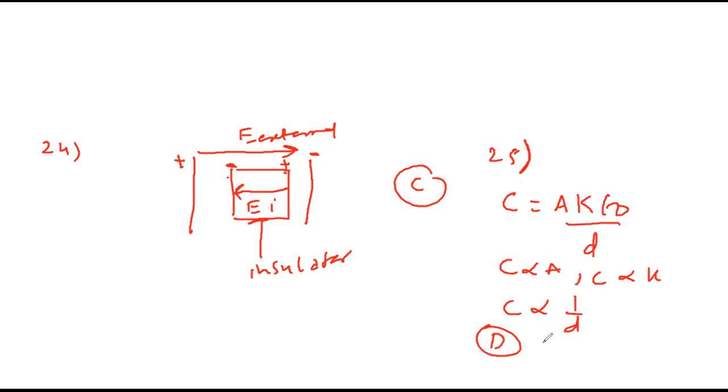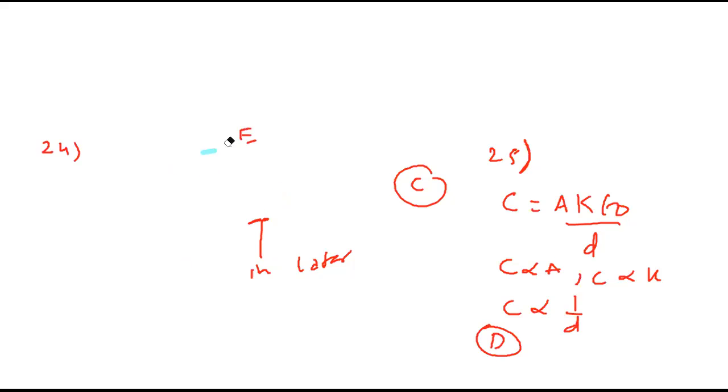Is it option D? Yes. Easiest part is actually capacity, and toughest part is electric field because of direction.